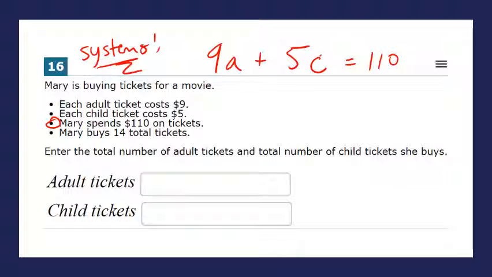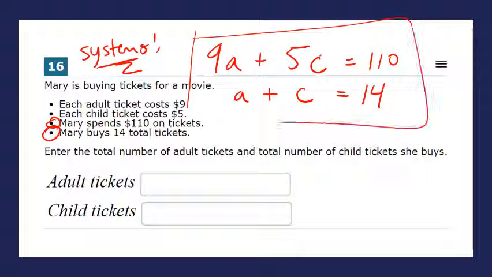Now another equation that we can use is this last piece of information that says Mary buys 14 total tickets. Using our same variables, the amount of adult tickets that we buy plus the amount of child tickets, I know that in total we would purchase 14. Now what you have is your system of equations.